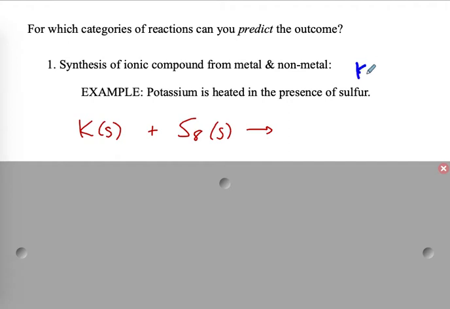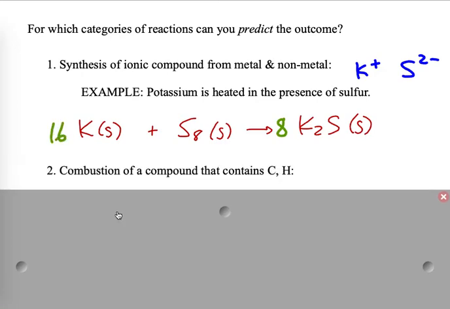Potassium forms a cation with a single positive charge. Sulfur forms an anion with a 2 negative charge. That allows me to write the formula K2S. And we also have in our notes that pure ionic compounds are always solid. To balance the equation, I'll put an 8 before the potassium sulfide and a 16 before the potassium.